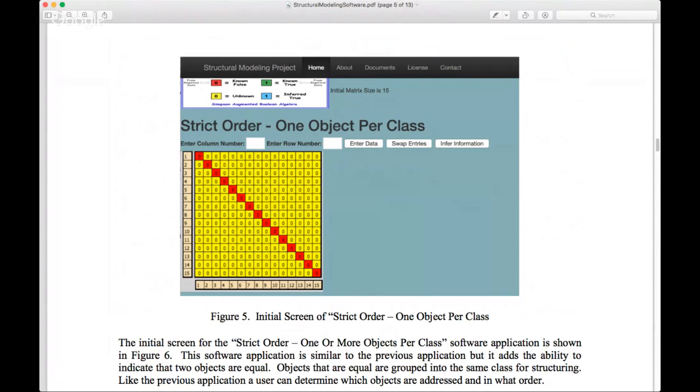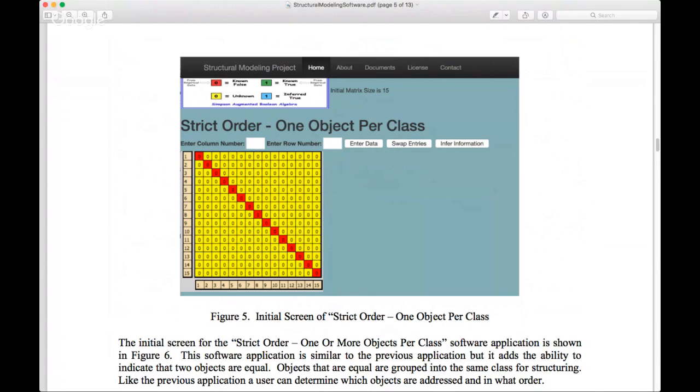And so this gives two text boxes for the entry of the row and column number of the next element to be selected. And then it gives an enter button. So basically what you do is, after you've put them in the text box, you enter it into the algorithm. And then it has swap entries and infer information.